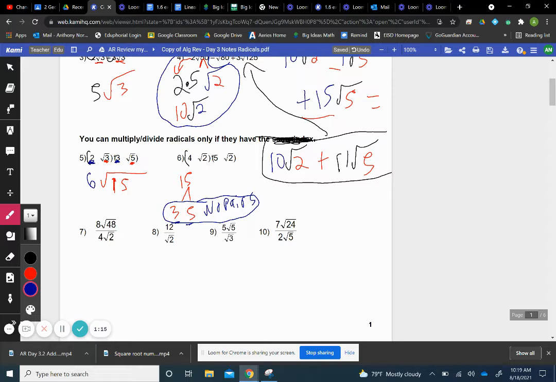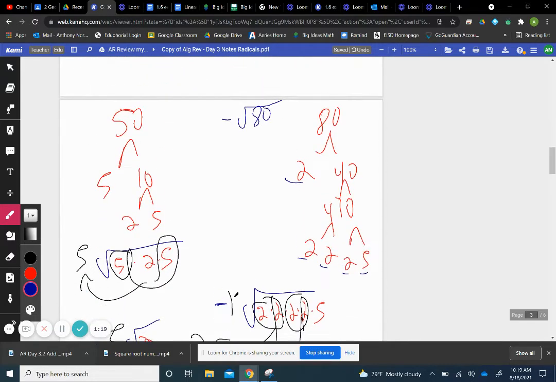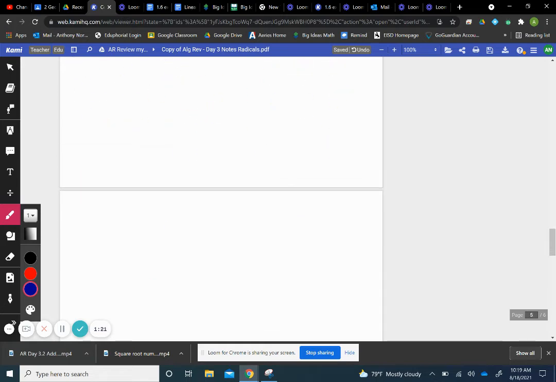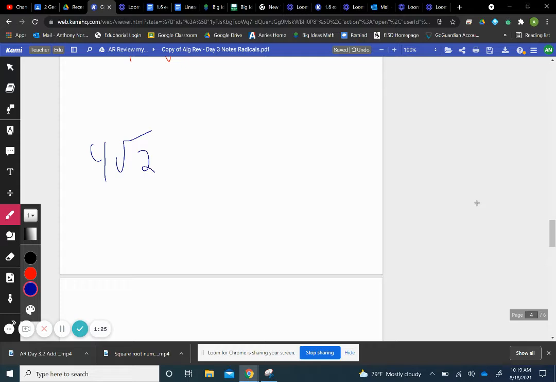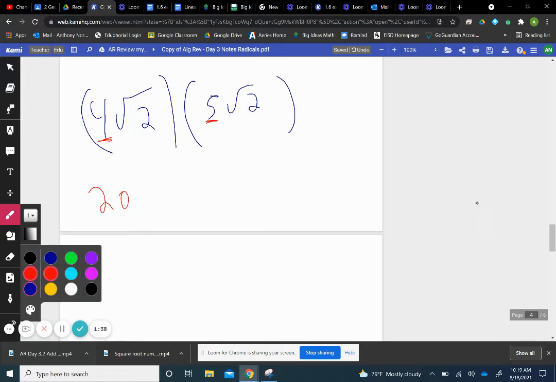On number 4, I'm going to do it. On number 6, I'm going to do it below. We have 4 roots a2 times 5 roots a2. First, you multiply the normal numbers. That's a 20. The coefficients, if you will.